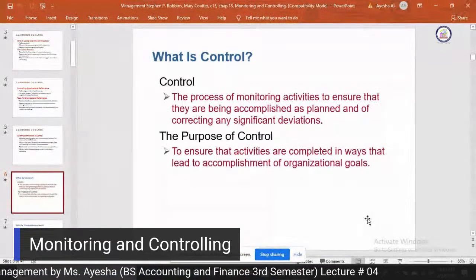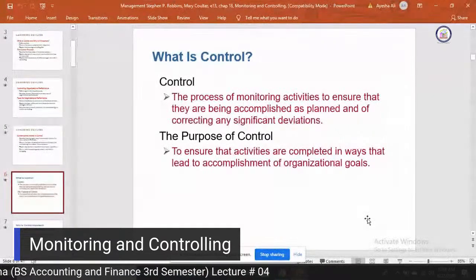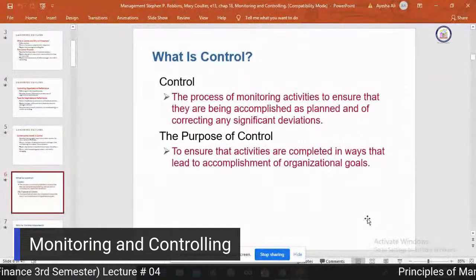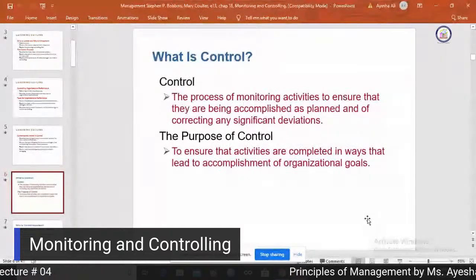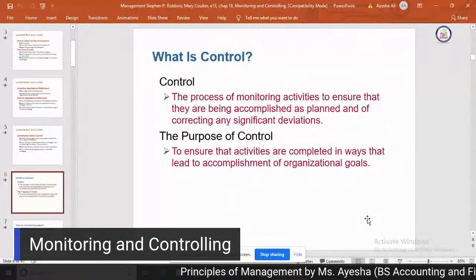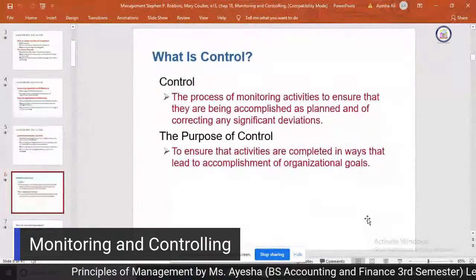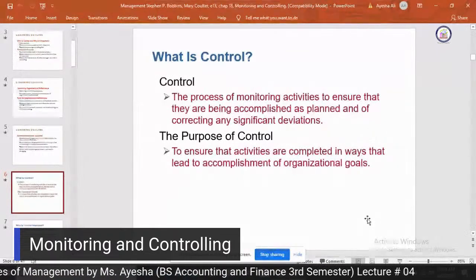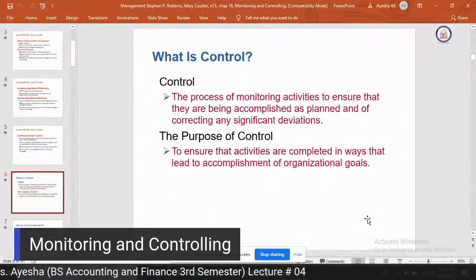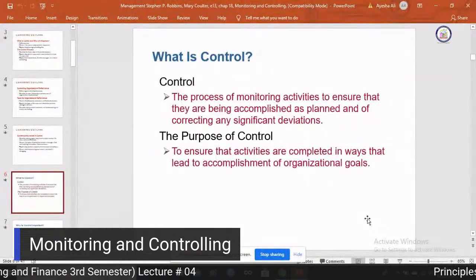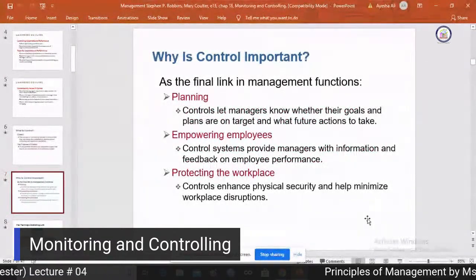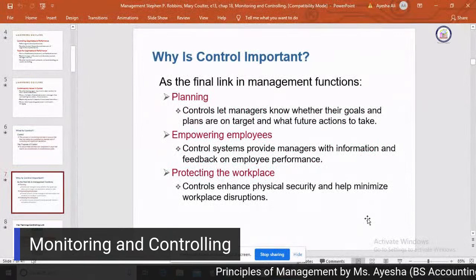And if there is any problem in our performance, in our activities, we replace it with other plans and with backup plans. So this is all about controlling. Then the second question is, why is controlling important?